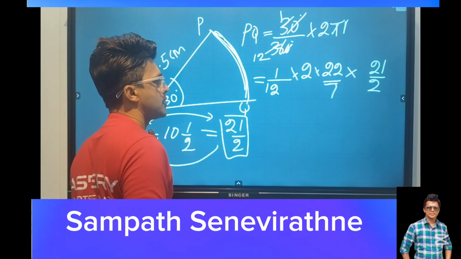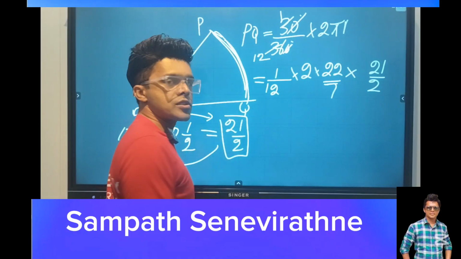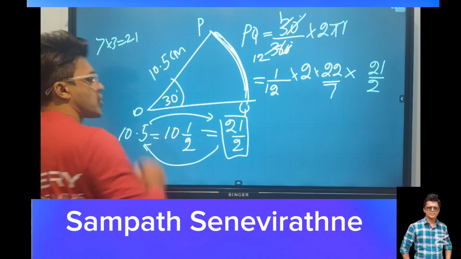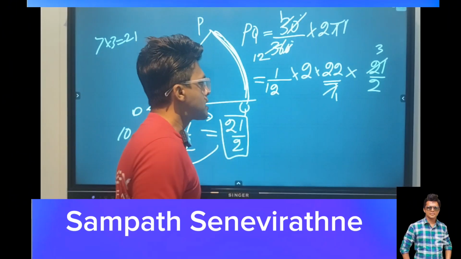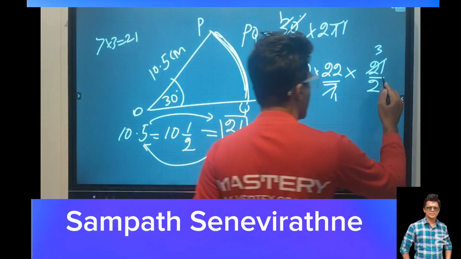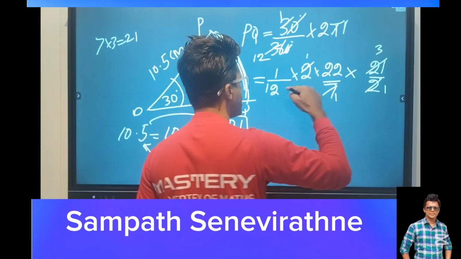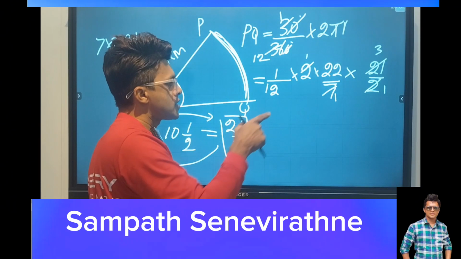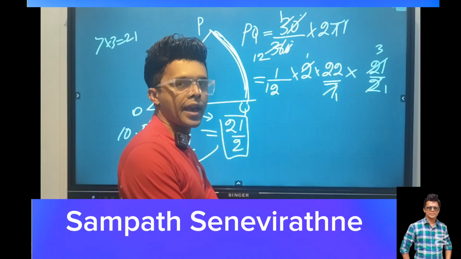Now this can be simplified: this 7 and this 21 can be simplified. 7 times 3 is 21. So let's simplify that, 1 time and 3 times. And also you could see this 2 and this 2 can be cancelled out. So one time and one time. And also this 3 and this 4 can be simplified.